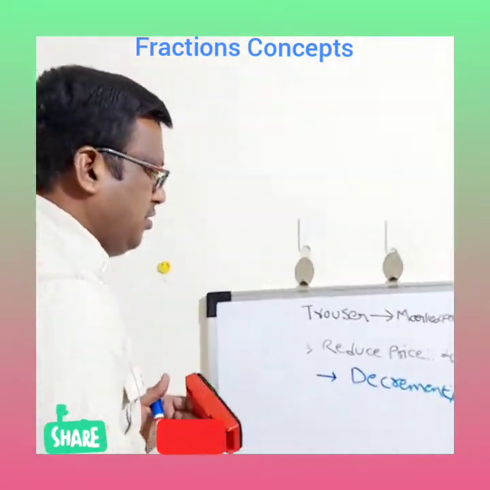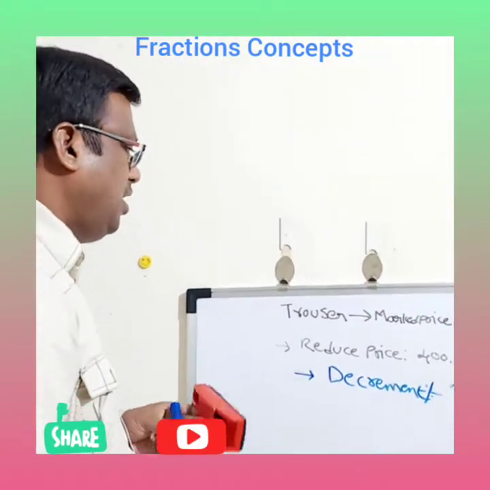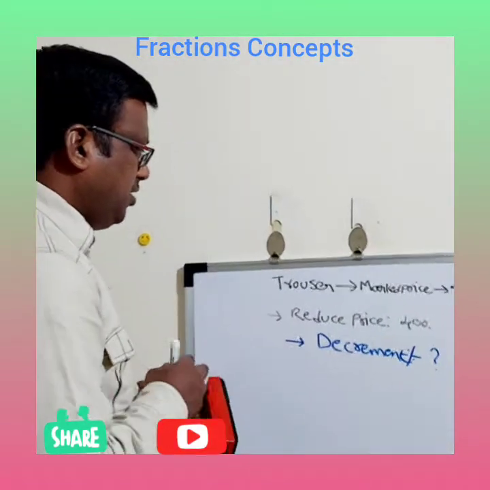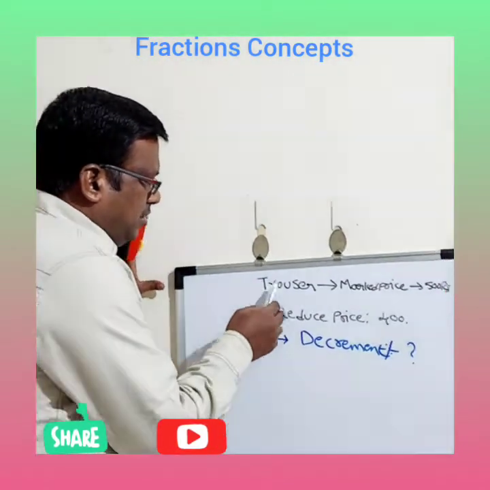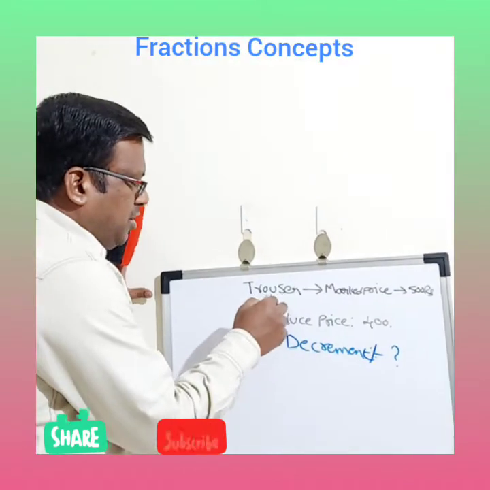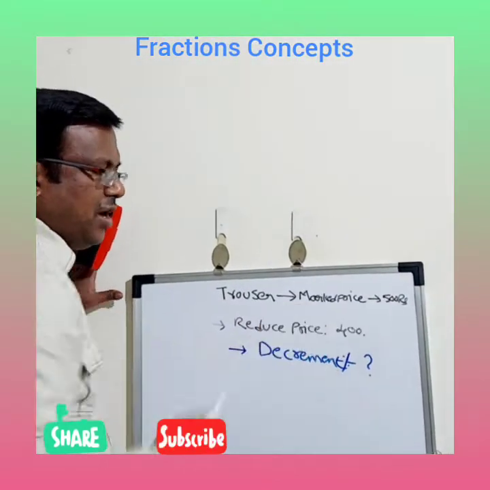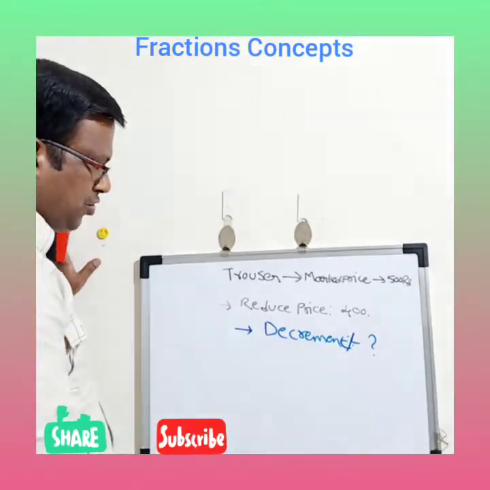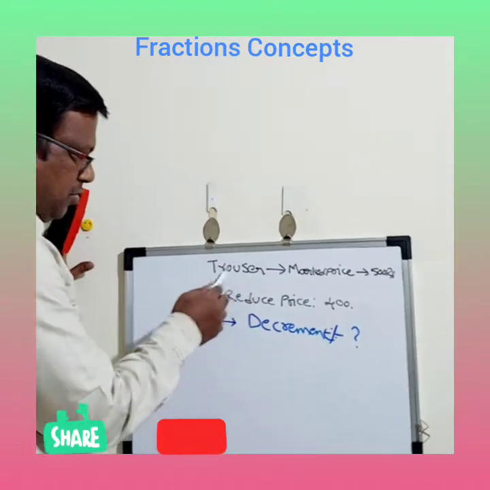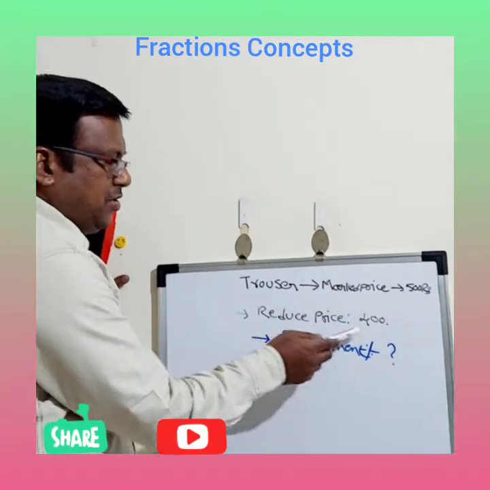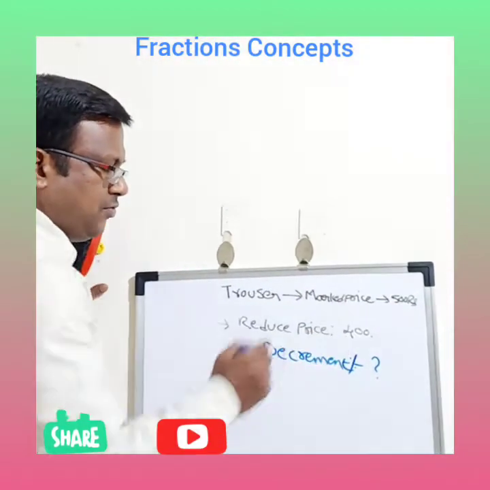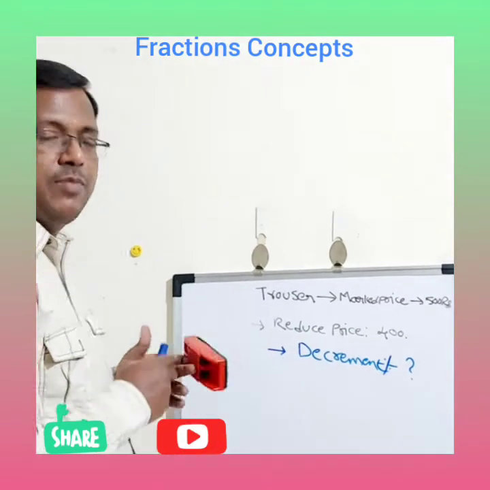There is a shop and the shopkeeper. In the shop there is a trouser. The mark price was given as 500 rupees. But the shopkeeper is selling that trouser at a reduced price of 400 rupees. Then we need to find the decrement percentage.